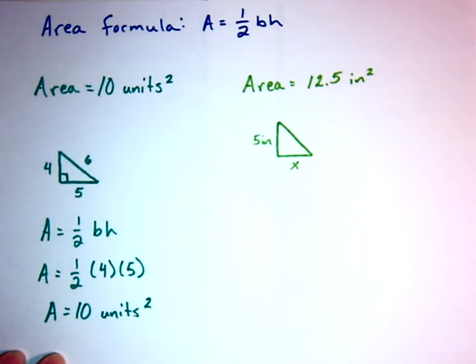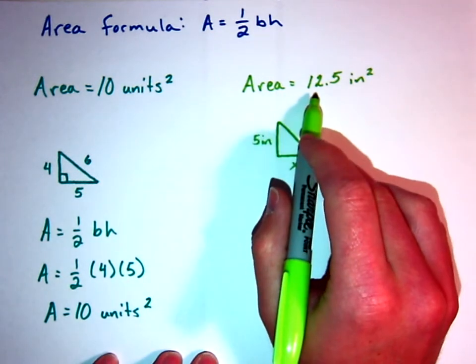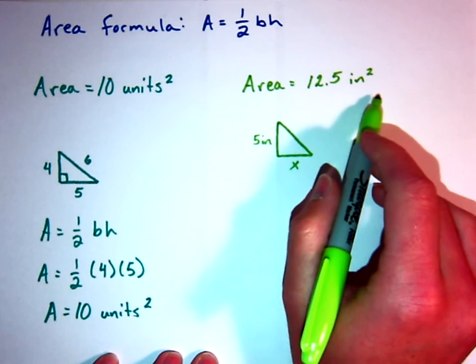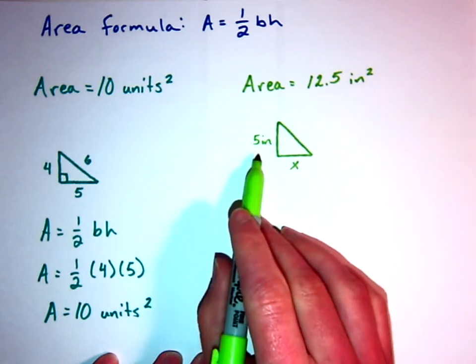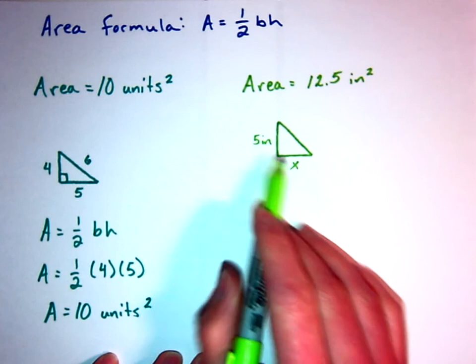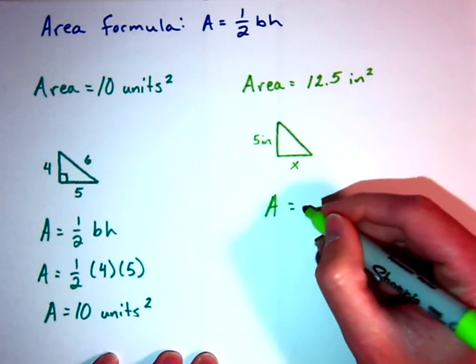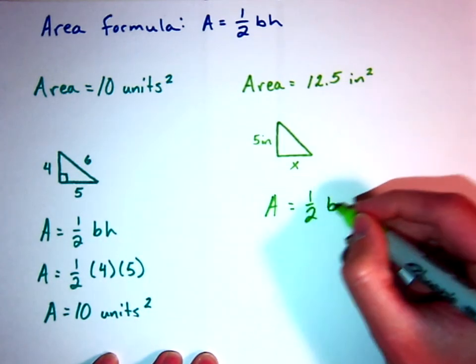Now, when we understand how to find the area of a triangle, we can use that to reverse engineer it and find a missing dimension when given the area. In this example, we have area equals 12.5 inches squared. We know that one side is 5 inches, and we need to find the other side. Again, we're going to use the formula: A equals 1/2 base times height.